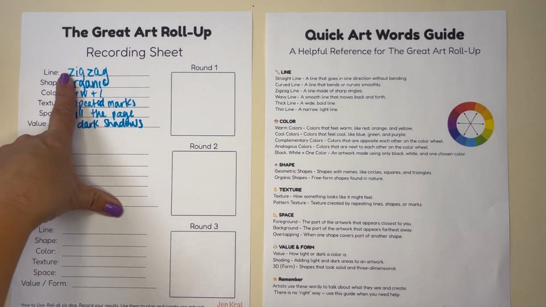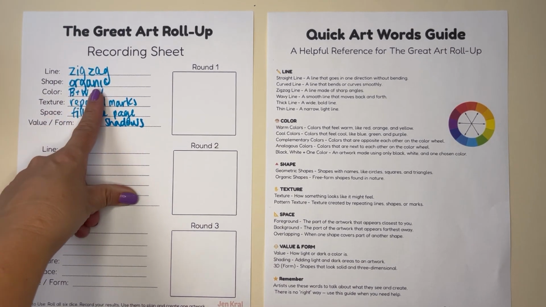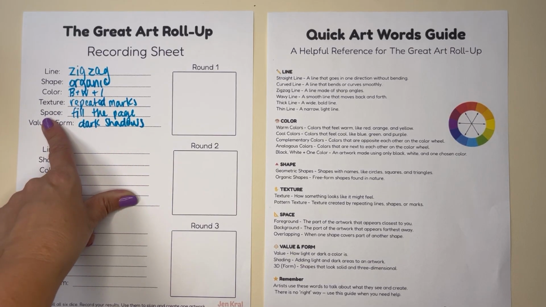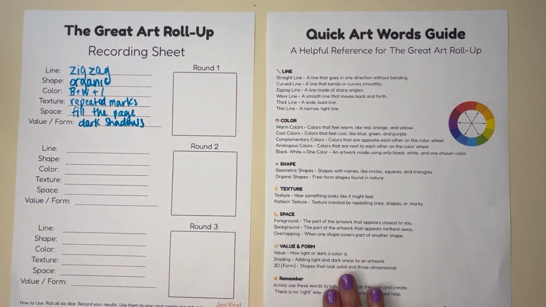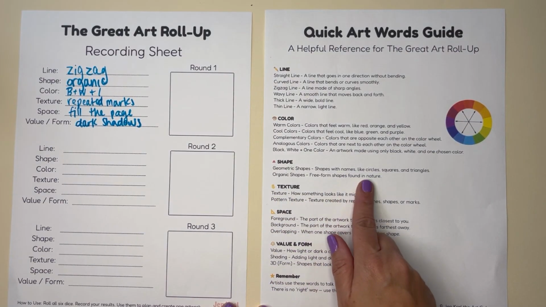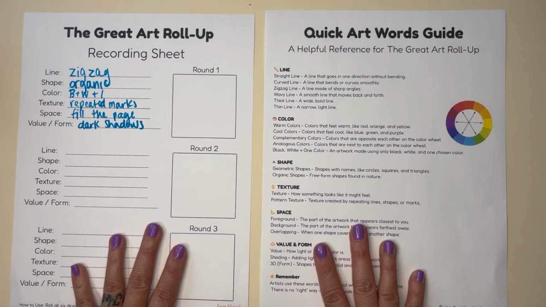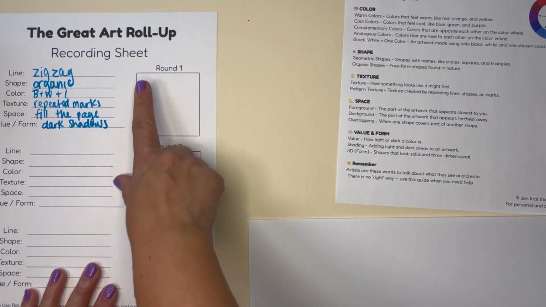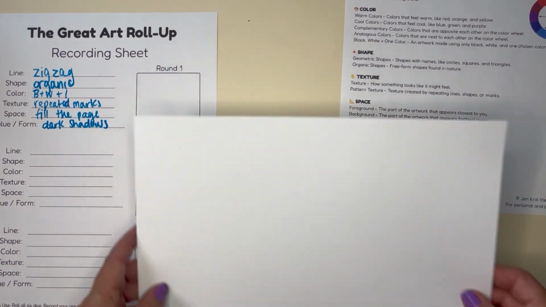Okay, so I've completed my round and I've rolled all the way through for all of my elements. I have zigzag lines, organic shapes, black and white plus 1 color, repeated marks for my texture, space is to fill the page, and my value is to add dark shadows. If I've forgotten what any of those things mean, like organic shapes, I can come right here. Organic shapes are free-form shapes found in nature. Zigzag lines, any questions that I might have. So I'm going to set that aside. I can use these boxes on my recording sheet to practice any of my design elements before I move to my final piece, but I'm just going to go straight in.